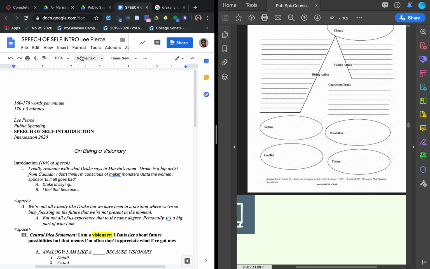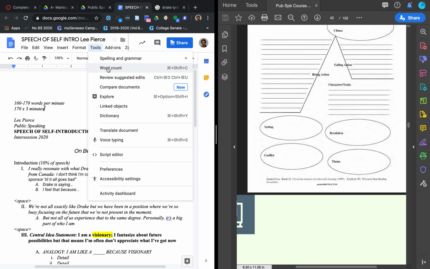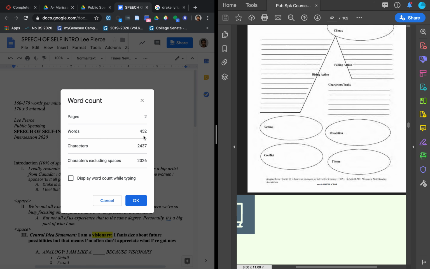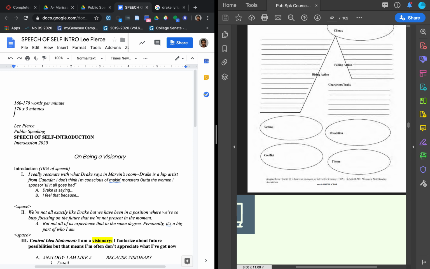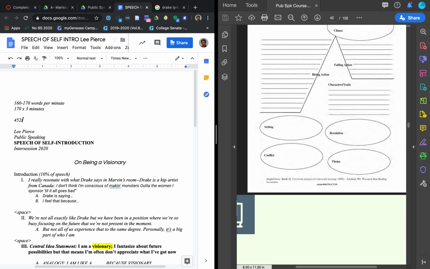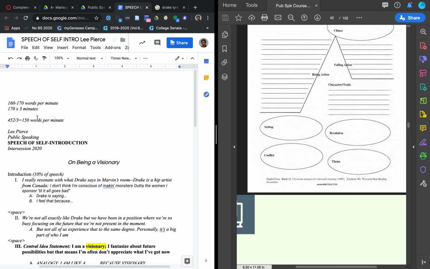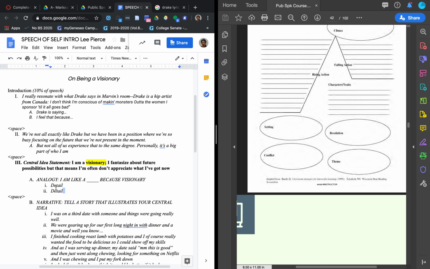So we go ahead and we go to Tools, and we go to Word Count, and we got 452 words, all right? So 452 words divided by 3 minutes is going to give you 150 words a minute, right? 150 and 150 is 450. So that's about 150 words a minute. So you know you're right on target. But I haven't written my analogy yet.